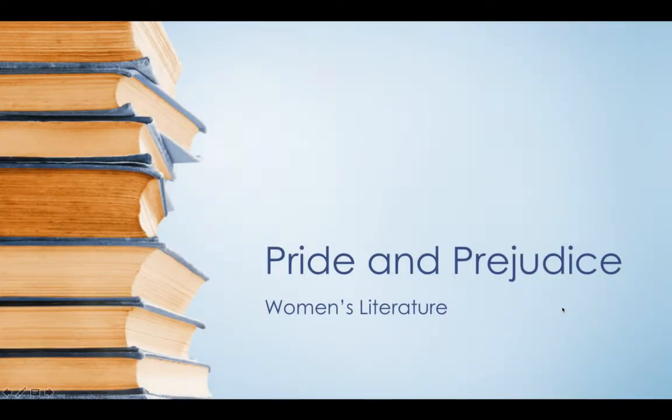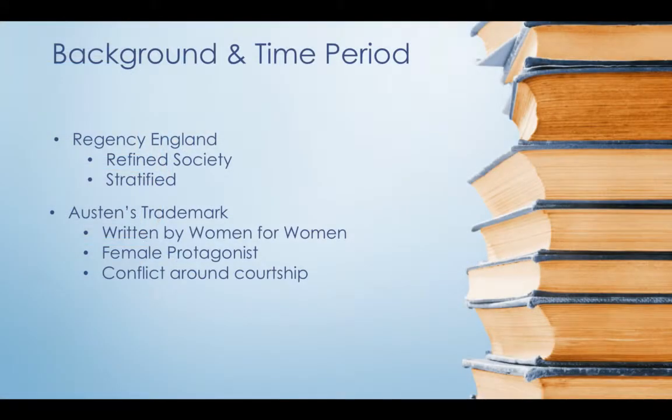Hello, today we're going to talk about Pride and Prejudice by Jane Austen. We're going to begin by talking about the background and time period during which this novel was written. So this takes place during the Regency era of English history, which took place between 1795 and 1837.